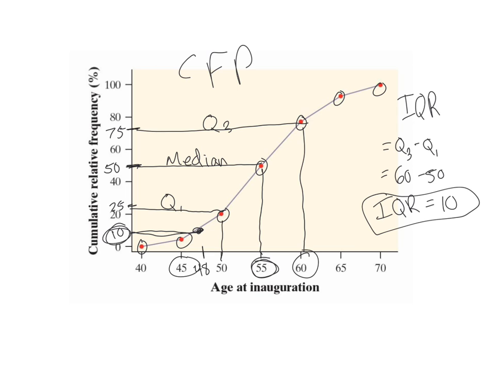And we can get a lot of information about location from a cumulative frequency plot. You saw that we got the median.